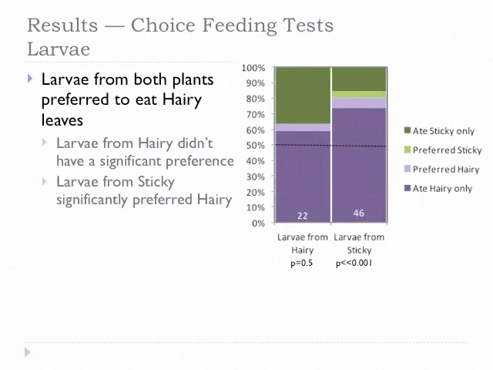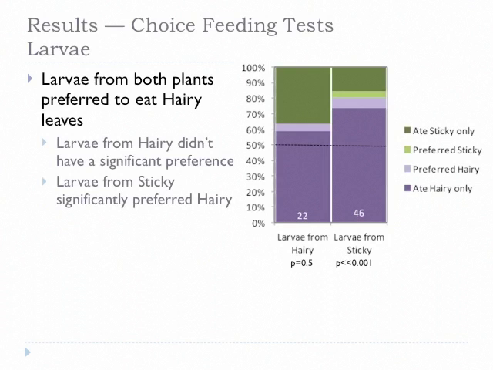And here's what we get from a two-way table. This is the results for the larvae, and these are basically hatchlings or near hatchlings. They're only a few weeks old. So larvae from hairy versus larvae from sticky. The column on the left is larvae from hairy. The column on the right is larvae from sticky. The dotted line shows 50%, and that's what we would expect if they don't have any preference one way or the other. We would expect them to eat half one leaf and half the other, if they had no taste.